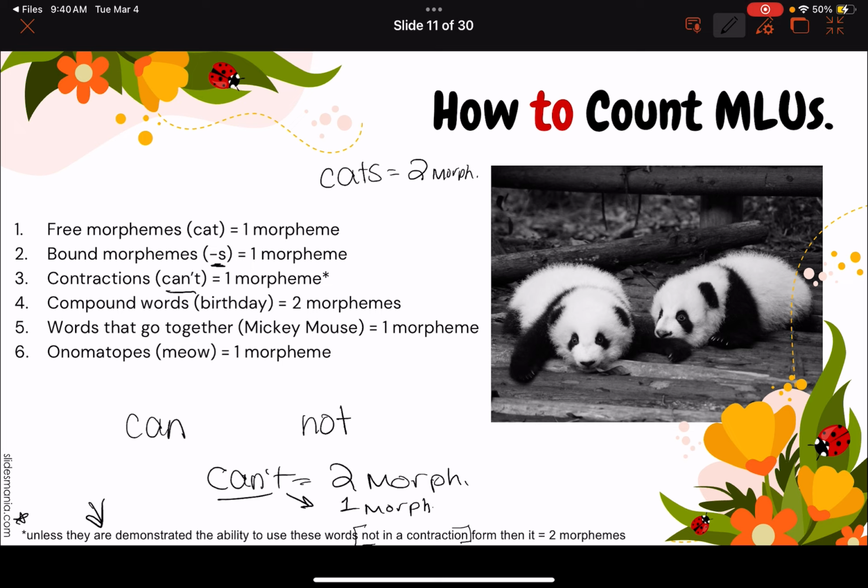All right, compound words are going to count as 2 morphemes. Words that go together like Mickey Mouse, choo-choo train, those sorts of things, always 1 morpheme. Just 1 because it's considered 1 unit together. And then onomatopoeias, meow, kerplunk, splash, those sorts of things are just 1 morpheme. All right. And then you'll probably come up with some other kind of funky things that kids do. So we'll go through those different things that kids might be able to do.